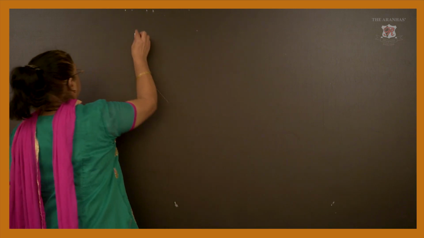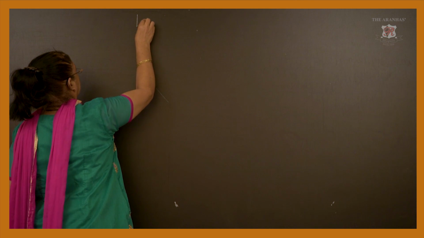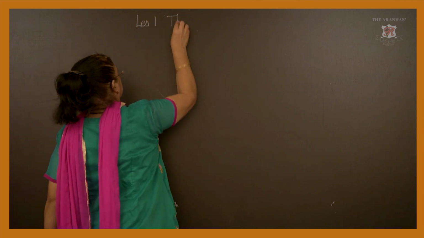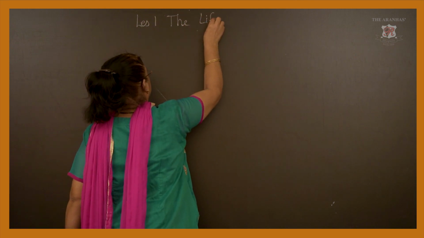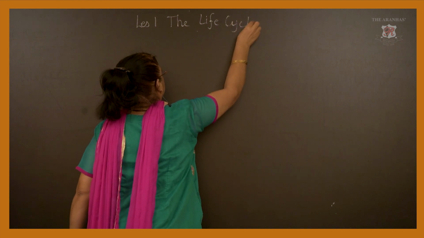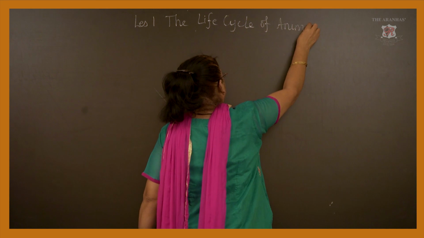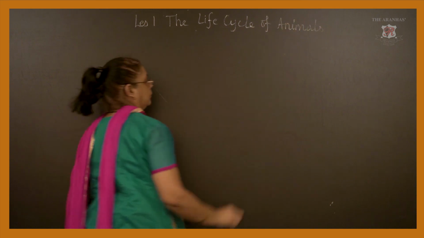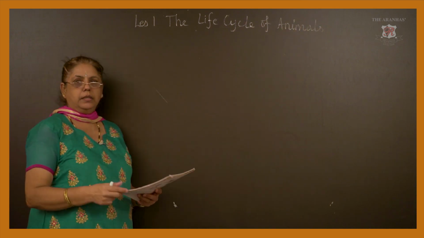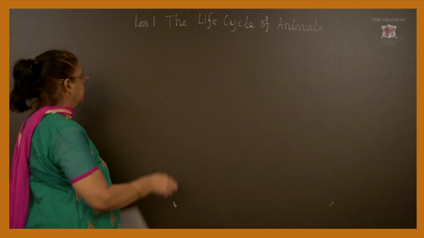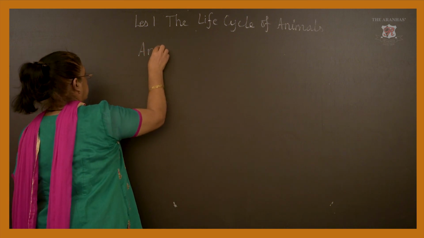Now yesterday we have learnt about the life cycle of animals. Today we are going to revise the lesson once again. First, we are going to revise the young ones of animals which we have learnt, animals and their young ones.